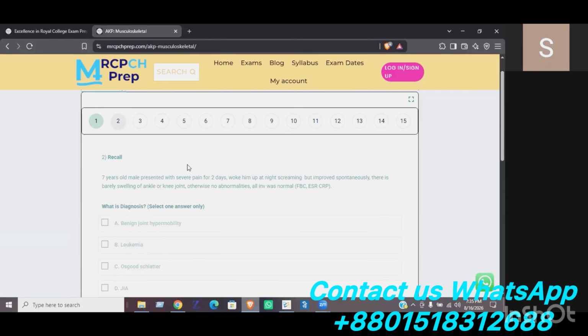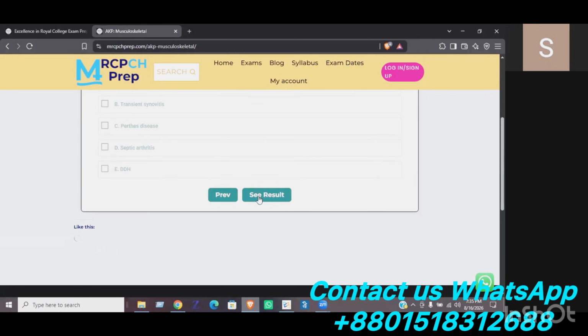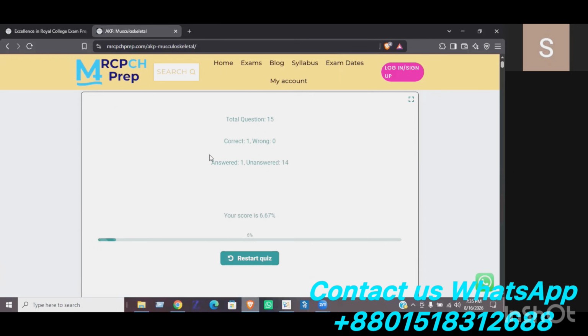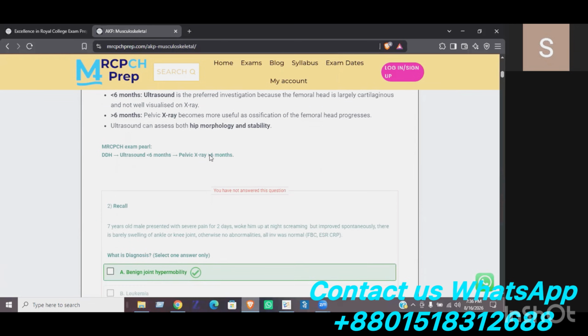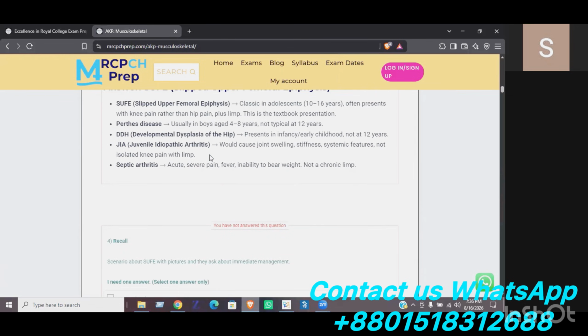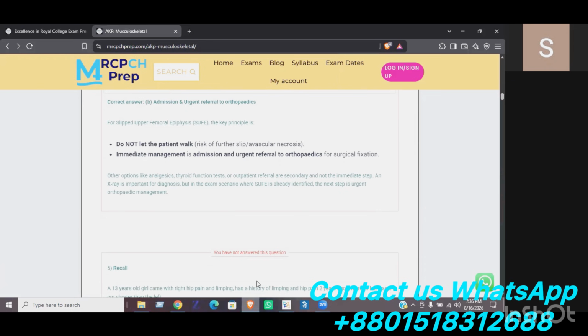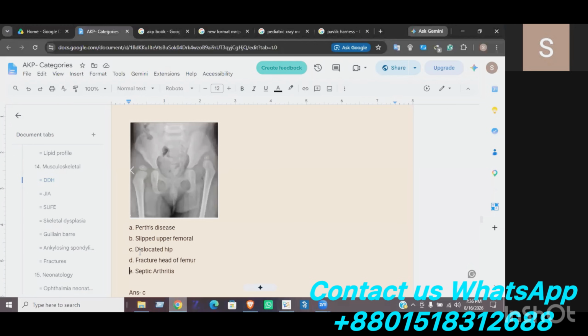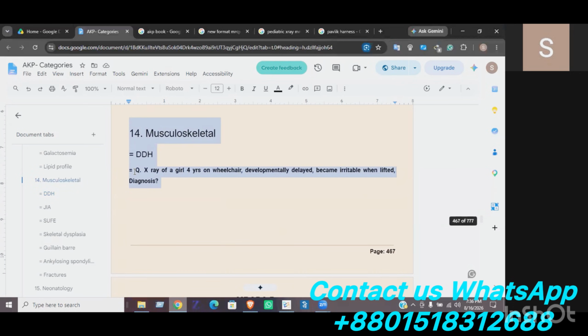After this question you will find the result with progress. Yes, you will find all the questions in this. This is the most important for the MRCPCH exam, and we will do other topics. First of all, anyone? Yes, this is the X-ray. X-ray question.